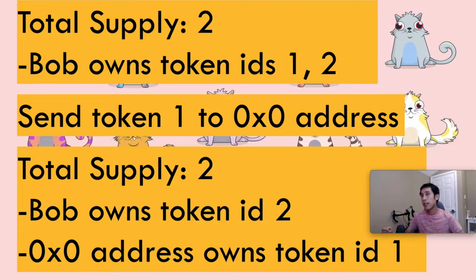Let's look at a more concrete example. Let's say you have an NFT smart contract with a total supply of 2, so Bob owns token IDs 1 and 2. Now let's say Bob wants to burn token ID 1 by sending token 1 to the 0 address. In the end, the total supply in that smart contract is still 2 tokens, and Bob owns token ID 2 and the 0 address still owns token ID 1. So you meant to burn the token, but you still ended up with a total supply of 2, which might be confusing for some people.